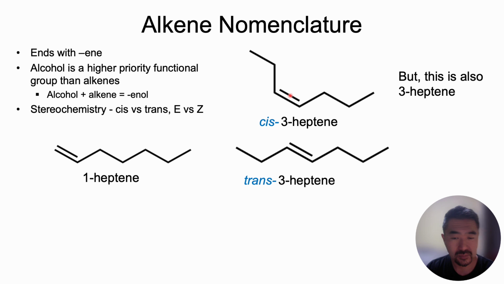When the two groups are on the same side of the double bond, we call that cis. Here's the double bond, and on this side you've got this substituent, where this part of the chain and this part of the chain are on the same side of the double bond. Whereas in this molecule, this part of the chain is on that side of the double bond and this chain is on this side. It's on opposite sides, hence trans.